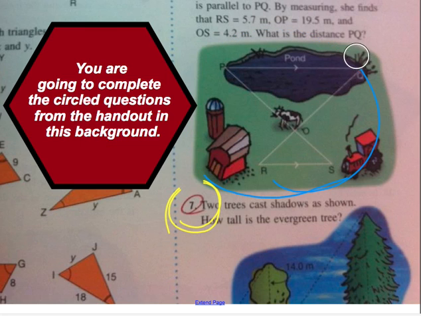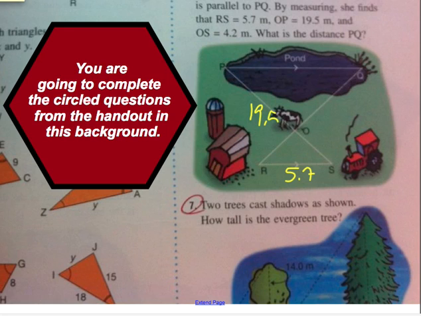And so if you take a look at number 6 right here, it's one of the first ones you have to do. Your task is to find out, where do I put x? So it tells you that blah, blah, blah. By measuring, she finds that r to s is 5.7. So I would put r to s is 5.7. And o to p is 19.5. So o to p is 19.5. And o to s is 4.2. What is the distance from P to Q? That's this. So I'm going to label that X.